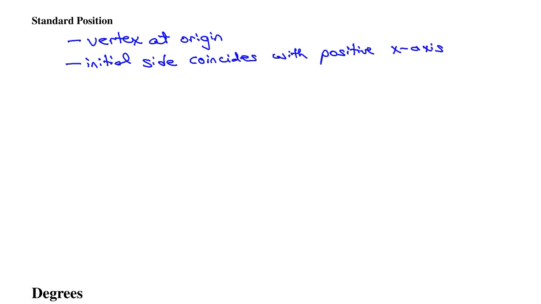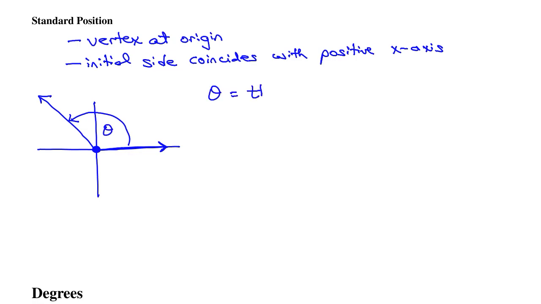When we draw a standard position angle, we draw the standard xy coordinate system, and then in order to draw the angle, here's the initial side on the positive x-axis. The terminal side, of course, can be anywhere, and then it opens up, and we denote which way it opens up with the arrow and give it a name. In this case, this is theta. This is one of our more popular Greek letters for angles.